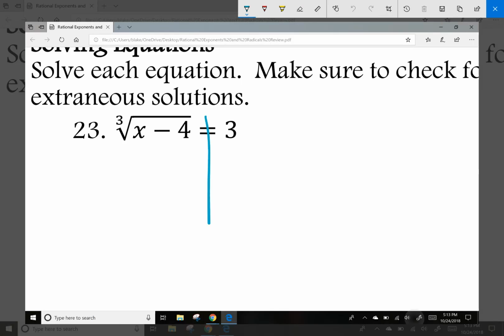So when you have a cube root, the opposite of a cube root is something to the third power, raising it to the third power. So if I raise this to the third power, then that's going to cancel out the cube root. Of course, I need to do that on both sides. I can't just do it to one side, not the other.